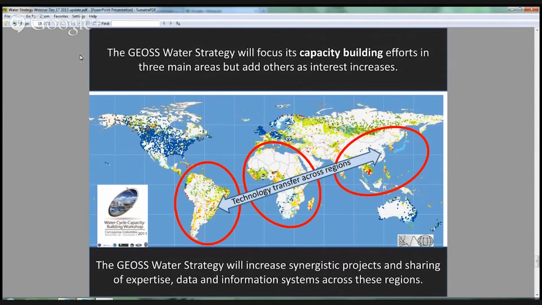We also have within this strategy a component that deals with capacity building, and it will build on three main areas that have already had some development work ongoing: Latin and South America, Africa, and Southeast Asia. And the idea is that we will promote the transfer of technologies and capabilities across these three regions so that what's learned in one region will be applied in other regions.